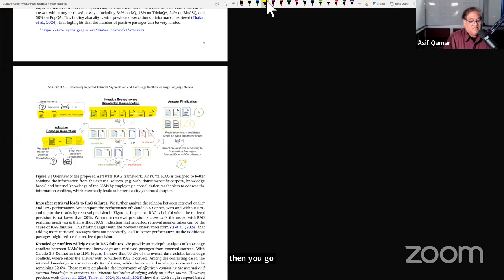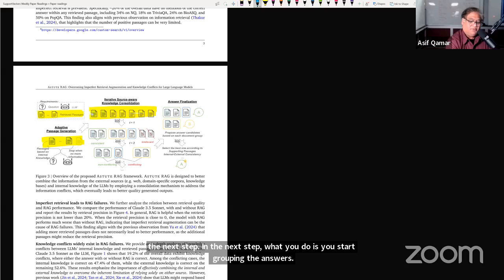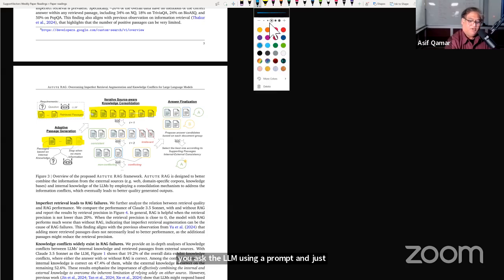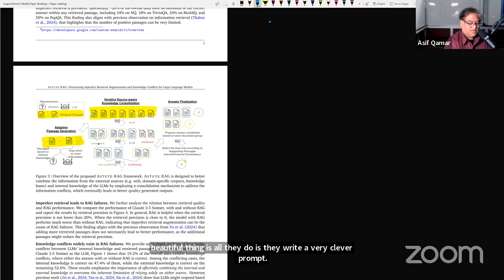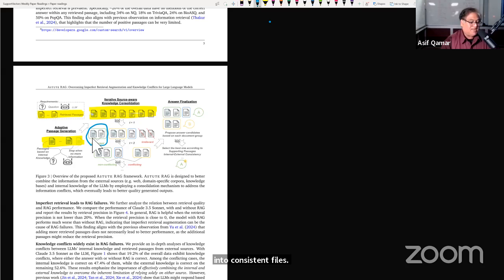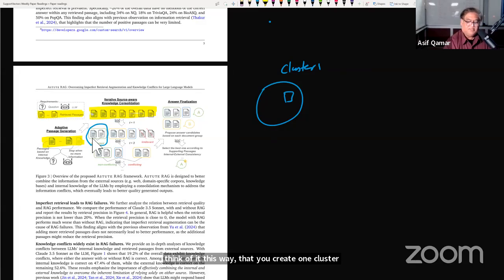But then you go to the next step. In the next step, you start grouping the answers. You ask the LLM using a prompt, and just a prompt. The beautiful thing is all they do is write a very clever, simple prompt to group the answers into consistent piles. Do you notice? When you group it, it doesn't matter whether the answer came from inside the LLM or from search results, but you create clusters. Think of it this way: you create one cluster of documents, where some documents are coming from the LLM and some are coming from the search results, and maybe some here and so forth.